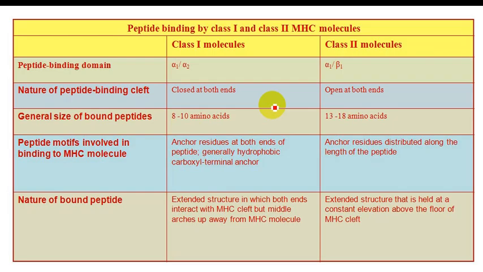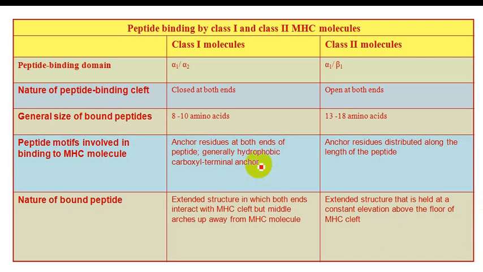Based on this, let me end my lecture with this comparison between peptide binding of class 1 and class 2 MHC molecules. The peptide binding domain in class 1 is alpha 1, alpha 2. The peptide binding domain in class 2 is alpha 1, beta 1. Already we have seen that. Nature of the peptide binding cleft: in class 1, it is closed at both ends; in class 2, it's open at both ends. And this is the reason we said that it can dangle out in case of class 2.